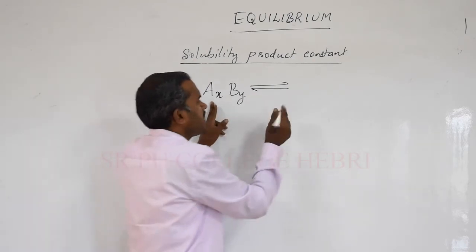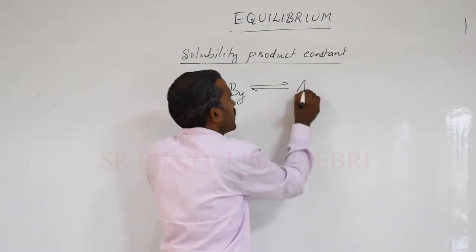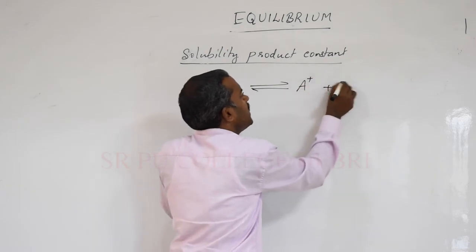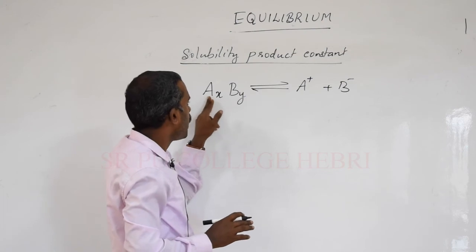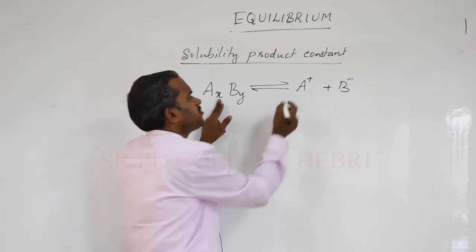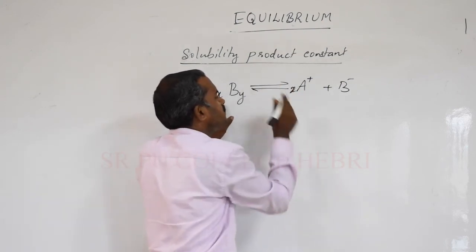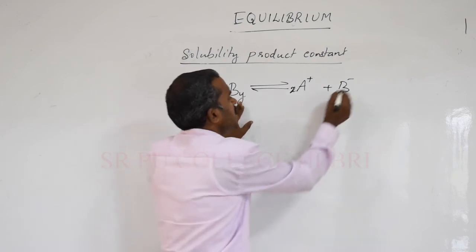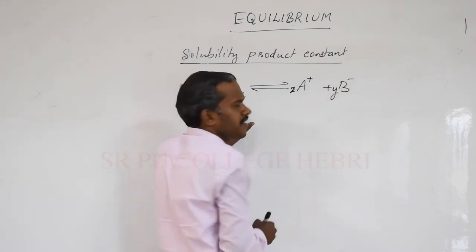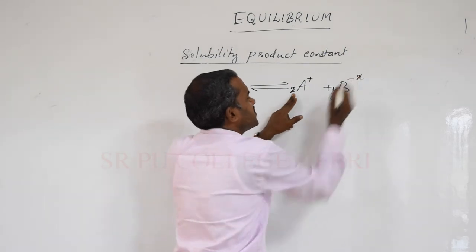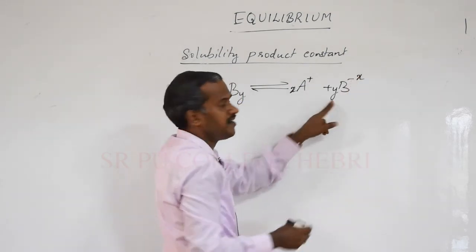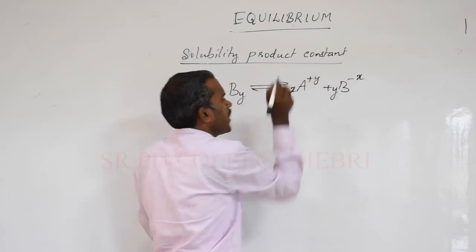So I'll tell you a very easy way of writing. You can write it as A plus and B minus. The first thing, one cation and one anion. So how many moles of A? It is x moles of A, so we'll write here x. How many moles of B? It is y moles of B, so we'll write y here. Why is it x moles? Because the charge here is minus x. Why is it y here? Because the charge here is y.